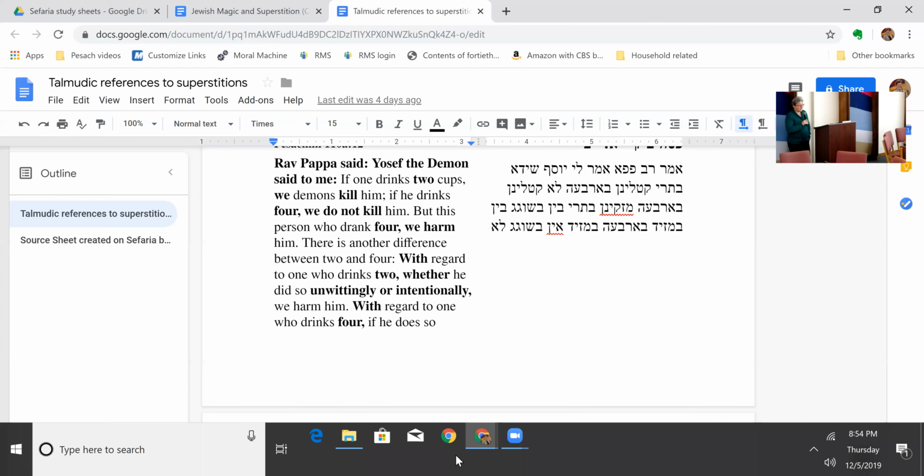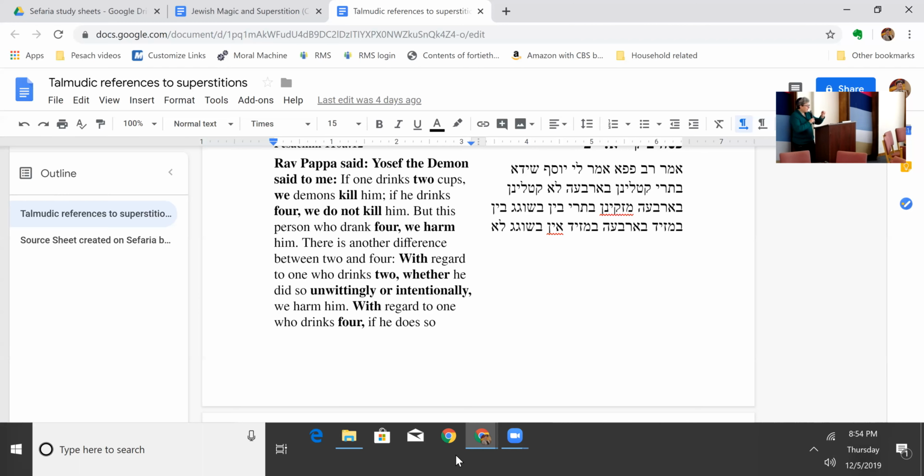Now this is actually relevant to the tractate in which it's in. Pesachim 1:10a. Rav Papa said, Yosef the demon said to me, if one drinks 2 cups, we demons kill him. If he drinks 4, we do not kill him. But this person who drank 4, we harm him. There is another difference between 2 and 4. With regard to one who drinks 2, whether he did so unwittingly or intentionally, we harm him. With regard to one who drinks 4, if he does it intentionally, yes, he is harmed. If he does so unwittingly, no, he will not be harmed.